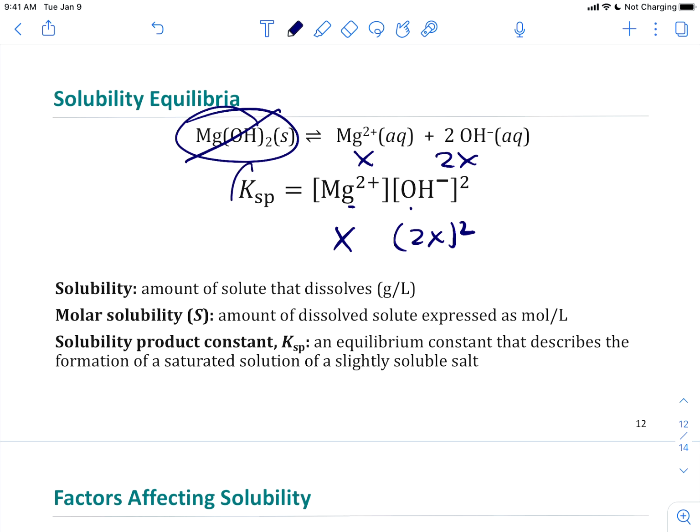The Ksp will need to be given to you like an equilibrium constant, or vice versa. If you know those concentrations, you can figure out the Ksp. So that's going to be the same as a RICE table. We'll look at that in class.